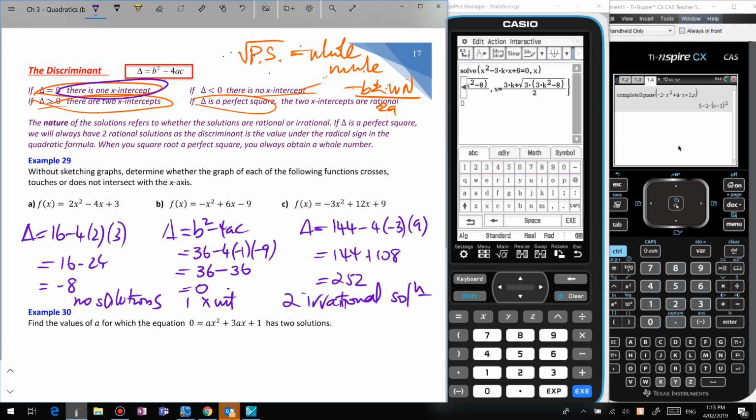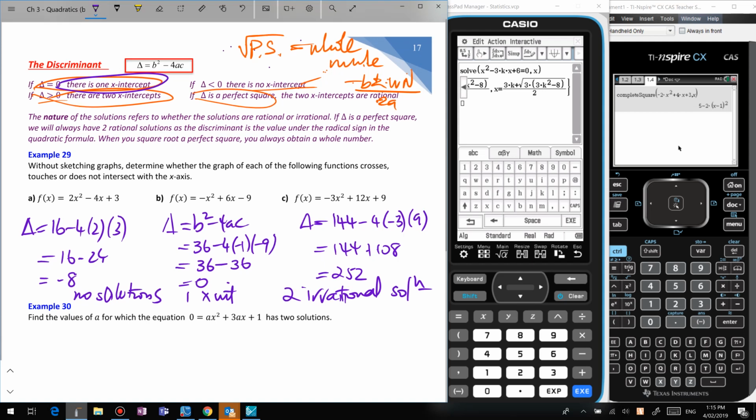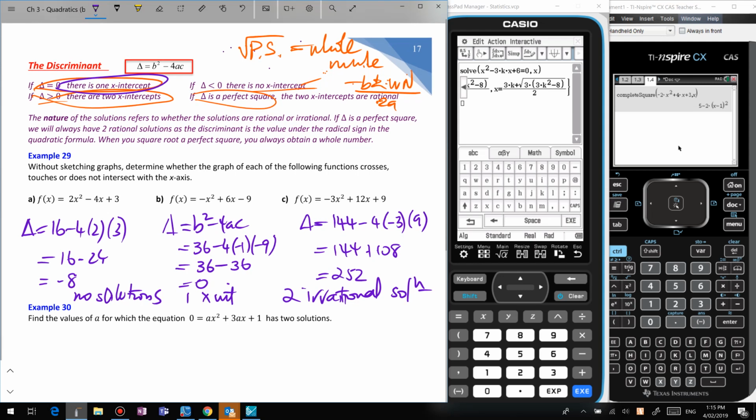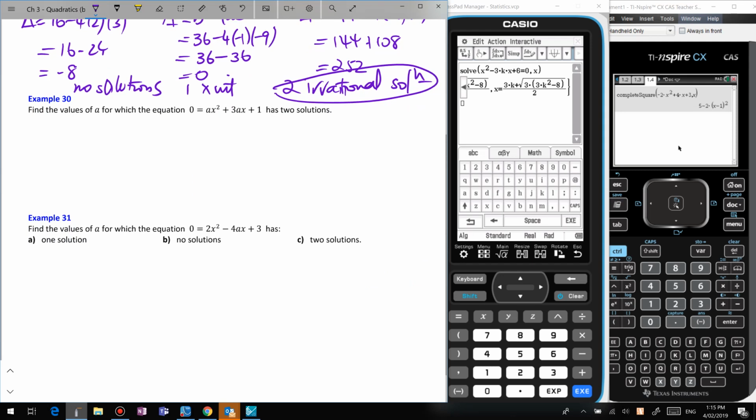If it was a perfect square, then we would get 2 rational solutions. If it asks for the nature of the solution, the nature is whether it's rational or irrational, or if there's one solution or 2 solutions, but it's basically if it's rational or irrational.